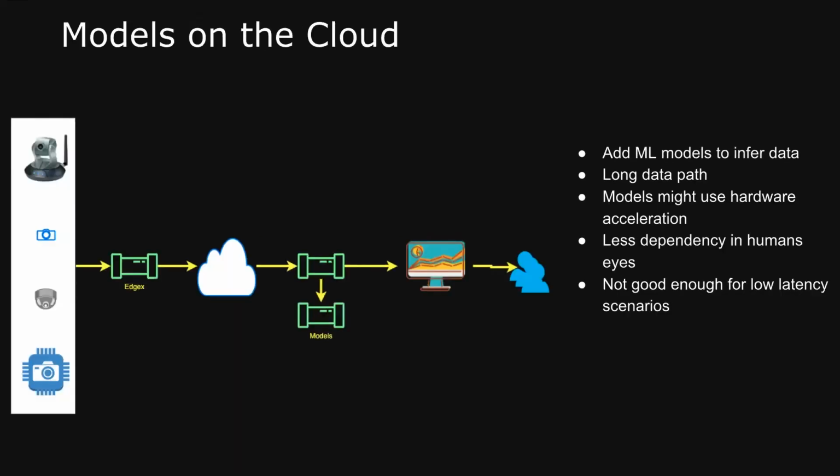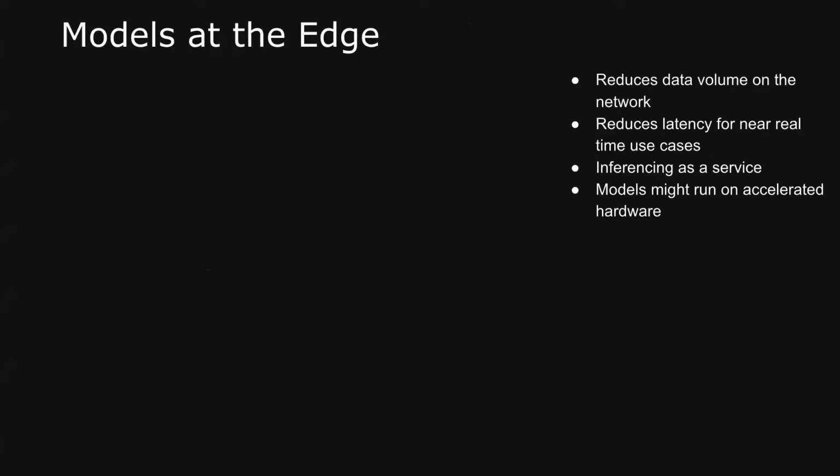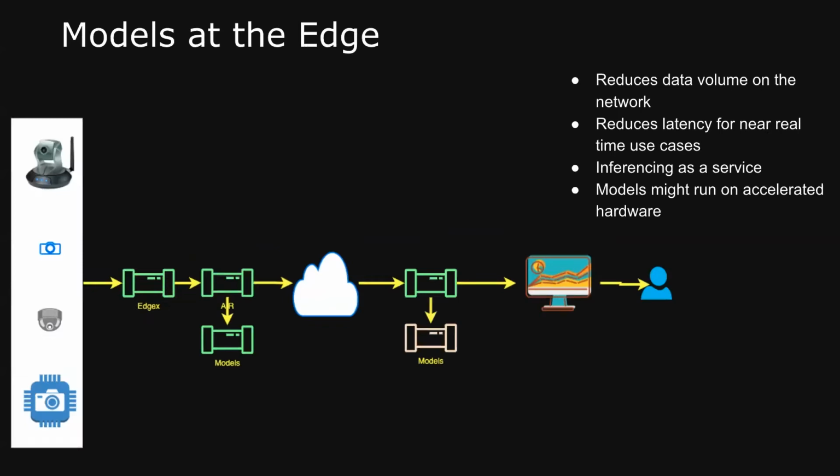Next, adding machine learning models to infer the data helps with reducing the dependency on humans to monitor these large amounts of data. This still doesn't solve the issue with latency, bandwidth, and amounts of data that need to be moved on the network. Adding pre-processing at the edge, like filtering and rules, helps us reduce the amount of data that we put on the network. Next, moving models to the edge helps further reduce the volume of data on the network and also reduces the latency for near real-time scenarios.